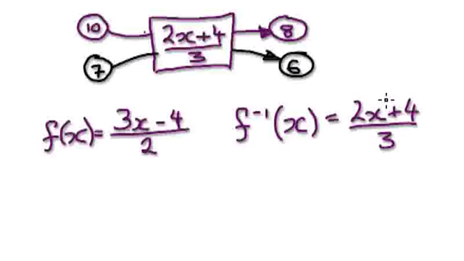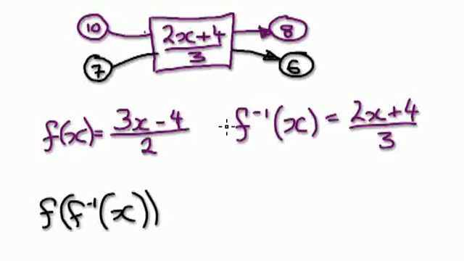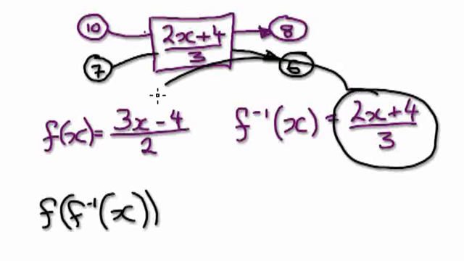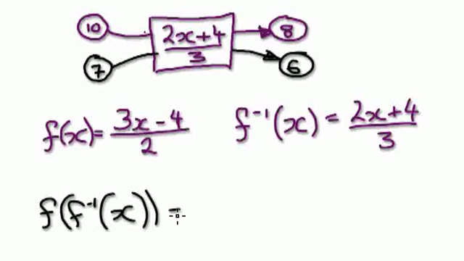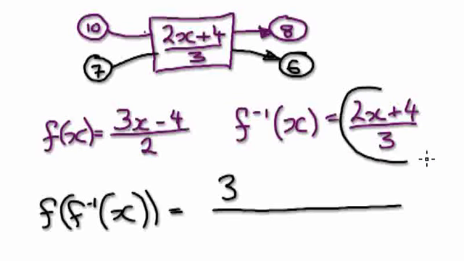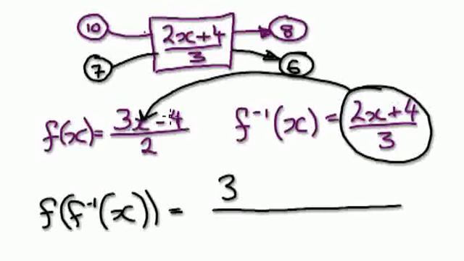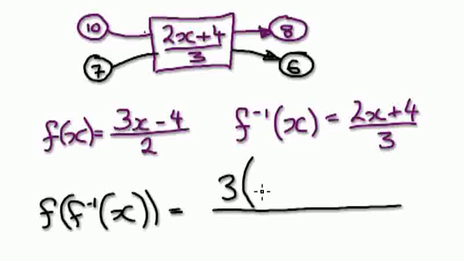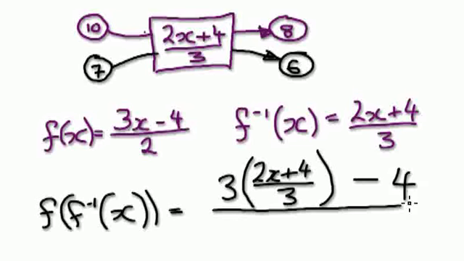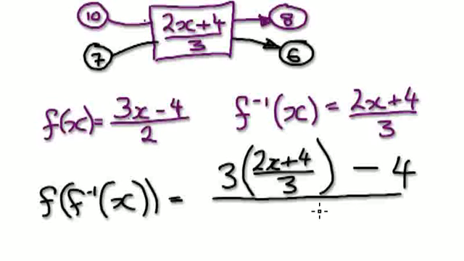So let's put it to the test. We are going to apply this f, so we're going to put the inverse within the function here. We are going to put this into this x here. It's going to be messy. It's going to be 3 here. Remember, we are putting this whole fraction into the x here. So it's going to be 3 times 2x plus 4 over 3. Then you take away your 4 here.